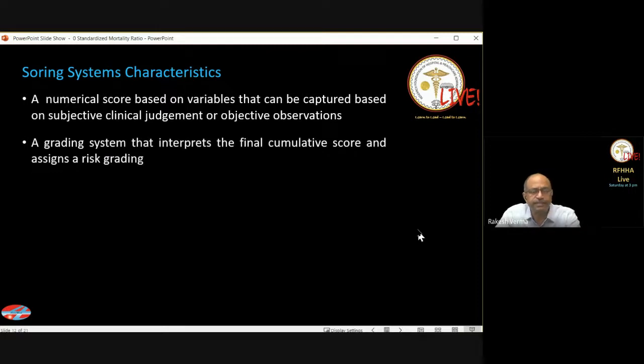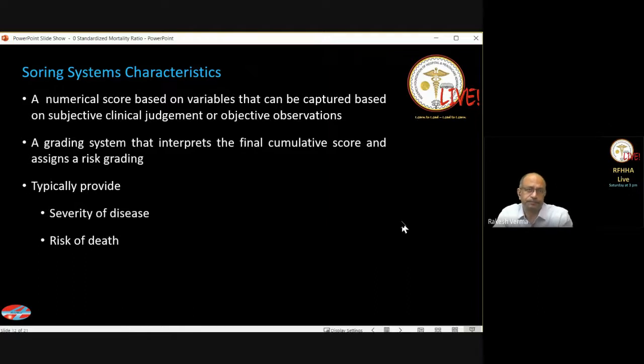Now, a grading system is also there. So you have a scoring system where each parameter or each variable is assigned a particular score depending on what it is. And then you have a grading system which actually interprets the total score that comes out from the score of each of the variables. And that is where the risk grading is assigned. For example, in the Apache 2 score, the minimum score is 0 and the maximum score can be 71. So if the score is 20, there is a certain meaning assigned to that total score I'm talking about. And if the score is 30, there is a certain meaning assigned to that. So that meaning is essentially the risk grading that is given.